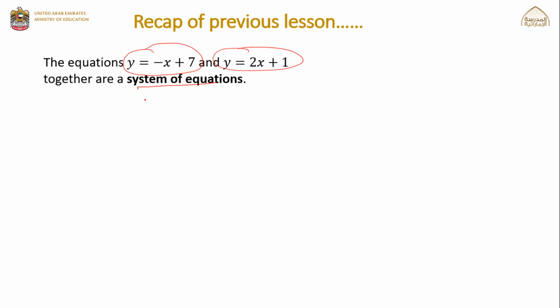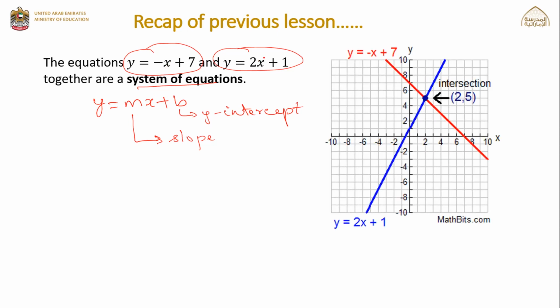So, we have solved the system of linear equations by graphing. To solve the equations by graphing, you are supposed to use slope-intercept form, that is y equal to mx plus b, where m is the value of the slope, whereas b is the y-intercept. So using the slope and the y-intercept of each equation, you can plot the graph. As you could see, the red line shows the first equation, y equal to negative x plus 7, whereas the blue line shows the second equation, y equal to 2x plus 1.